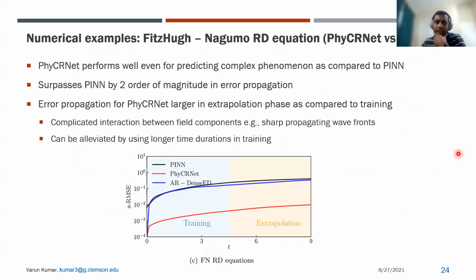So again, the basic conclusion is that PhyCRNet performs well for predicting complex phenomena like the Nagumo equation that we saw. And it is actually better than PINNs in terms of error propagation by 2 orders of magnitude. There is some increase in error rate as they move to the extrapolation phase with PhyCRNet, but it seems like it's probably because of the complex set of equations used in this case. They mentioned that this could be alleviated using longer time durations in training, but they don't have examples of whether that works or not.